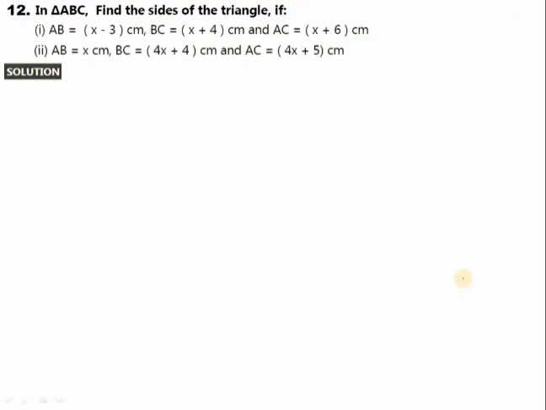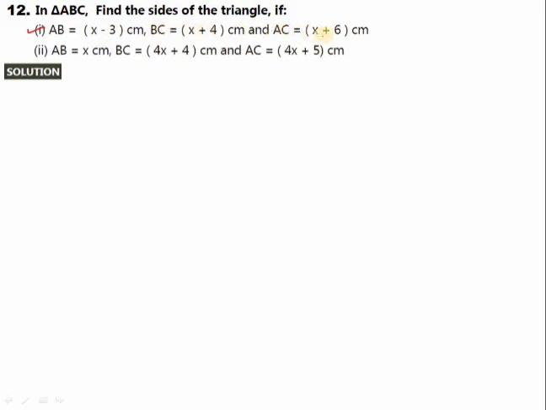I'm just going to do only one sum. Another question you will try by yourself. So question number 12, let me take number 1. In triangle ABC, three sides are given. Find the sides if AB, BC and AC are given to be this much. Look at this carefully.